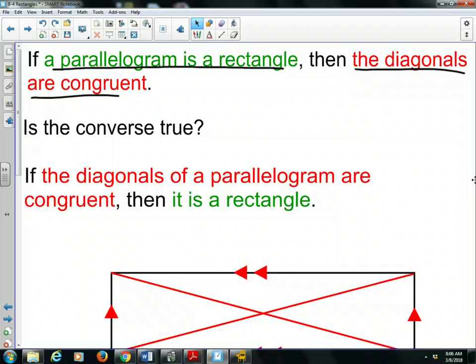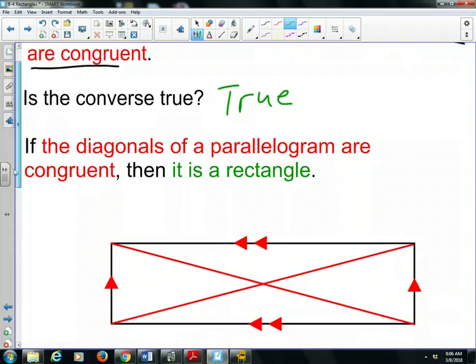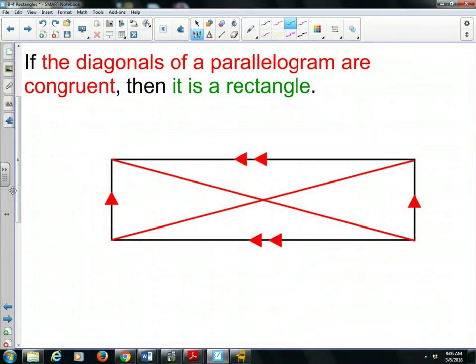If the diagonals of a parallelogram are congruent, then it is a rectangle. Is the converse true? Yes, it is true. If the diagonals are congruent, then it is a rectangle. So if this is congruent to this, then these angles are 90 degrees. It is a rectangle.